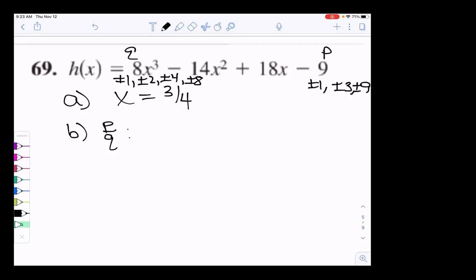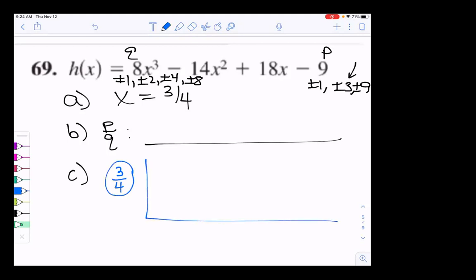The 3/4 is going to be in that because I have a 3 and I have a 4. So I would have a list of numbers here. And then after you find that 3/4 and prove it with that P over Q part, Hannah, what do you do with the 3/4? You use it and divide with synthetic division. Yeah, so that would be the next step. So 8, negative 14, 18, negative 9. Hannah, what is 3/4 times 8?